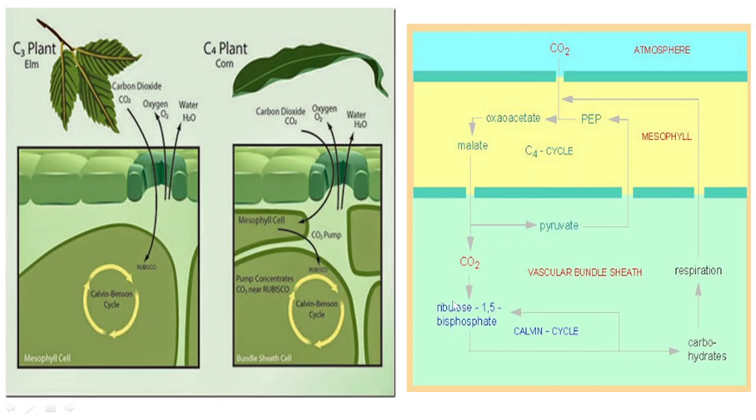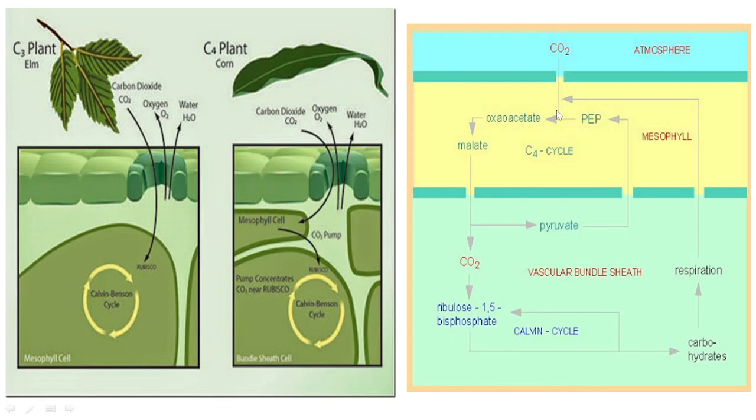Carbon dioxide will be accepted by RuBP. Once RuBP accepts carbon dioxide, it will start the normal Calvin cycle to produce carbohydrates or glucose, which will now be used for giving energy to the plant. In the meantime, the pyruvic acid formed in the bundle sheath cells will be transported back to the mesophyll cells, where it will form PEP. Why is PEP required? So that it can continue to take up carbon dioxide.